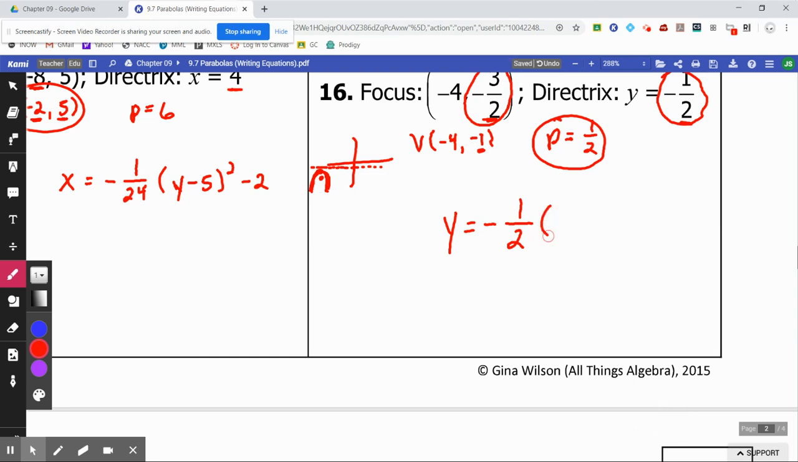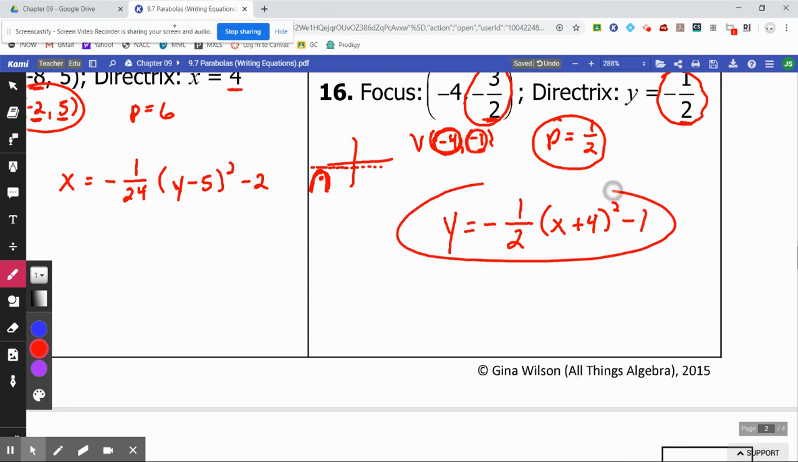Now let's go ahead and translate it. We have our x stuff squared. We need to move it to the left. This is our vertex, left 4, so we're going to put a +4 on our x value. We need to move it down 1, so we're going to stick that -1 at the end, and there is your parabola.